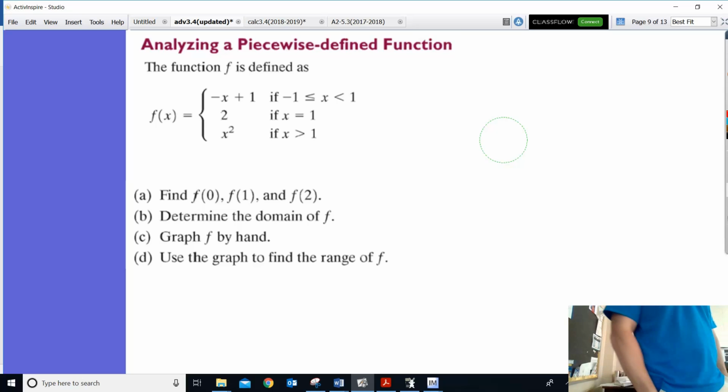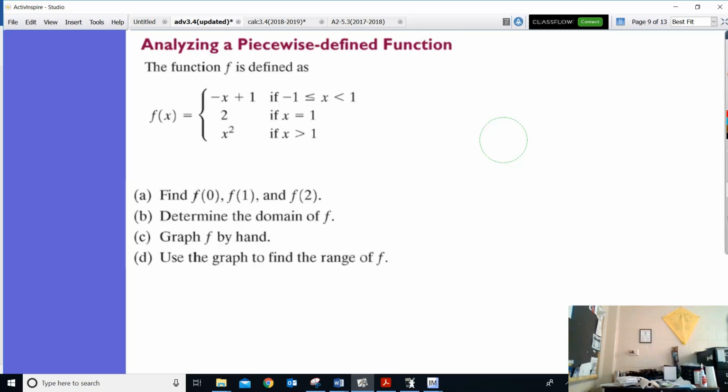f of 1 and f of 2. It's a really easy skill. You just got to think about where you can plug that in. f of 0, can you plug f of 0 into x squared? Can you plug a 0 into this third piece? Why not?